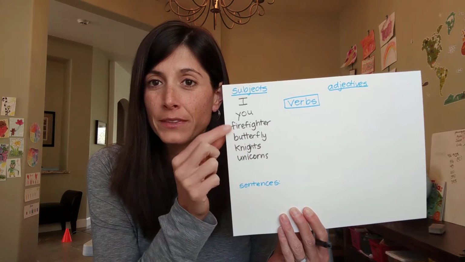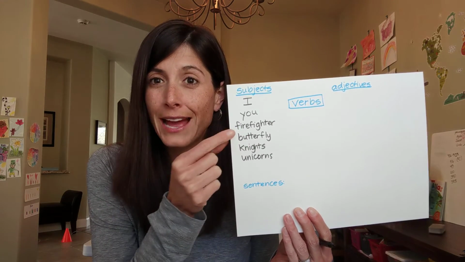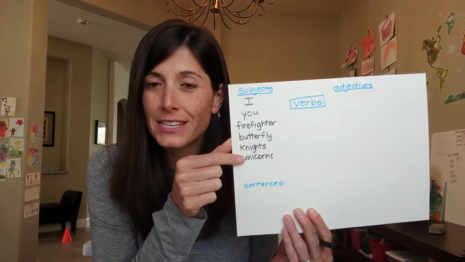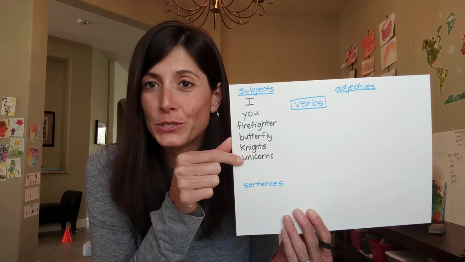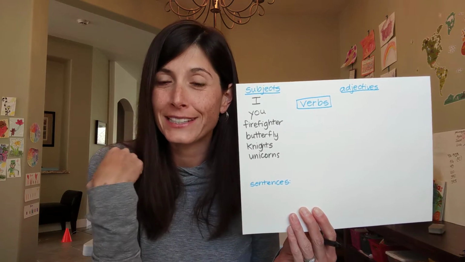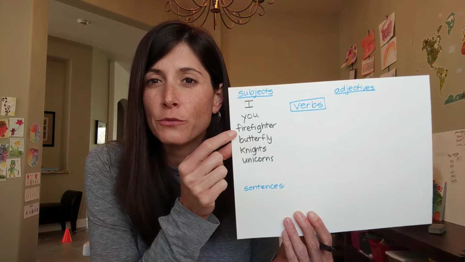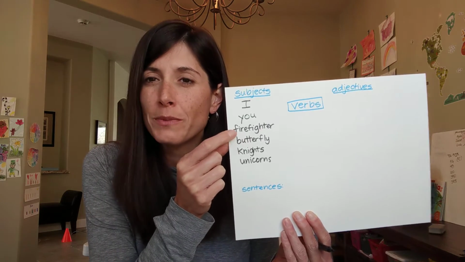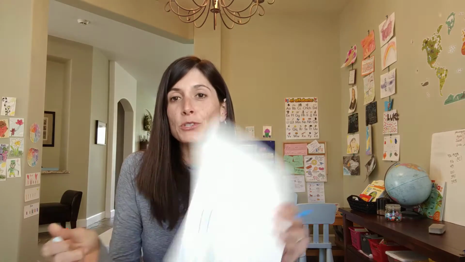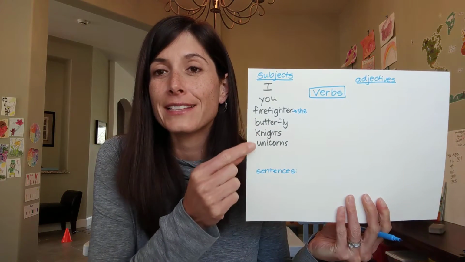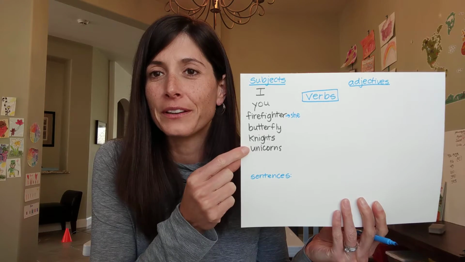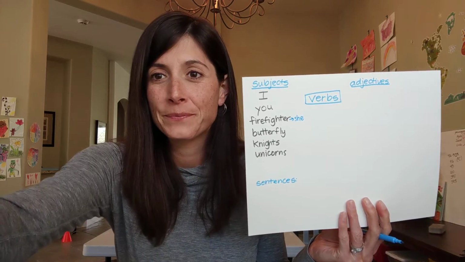Before we move on, we have two pronouns. I want you to change these to personal subject pronouns as we did in lesson number 3. So for firefighter, let's just assume that this is a female. So that would become she. And I'm sure you can do butterfly, knights, and unicorns on your own. Go ahead and give it a try.